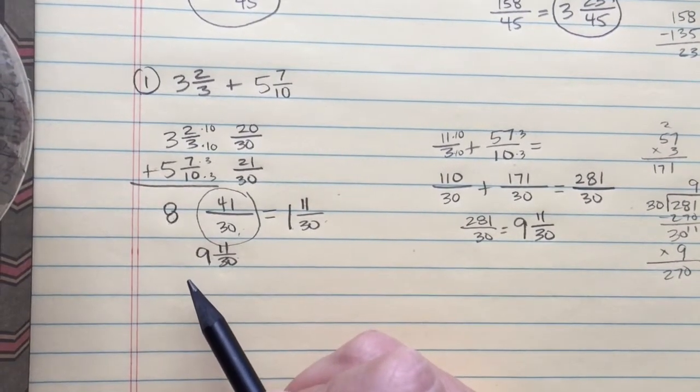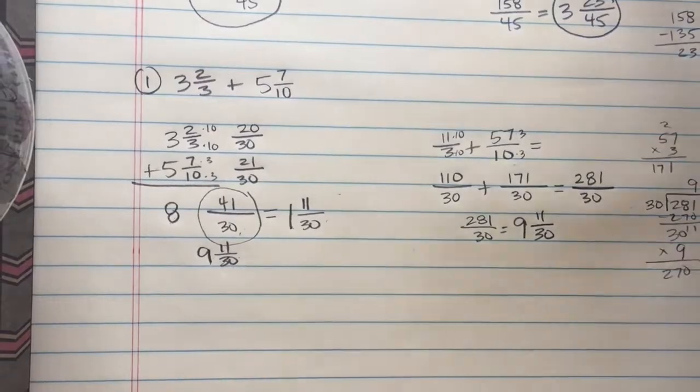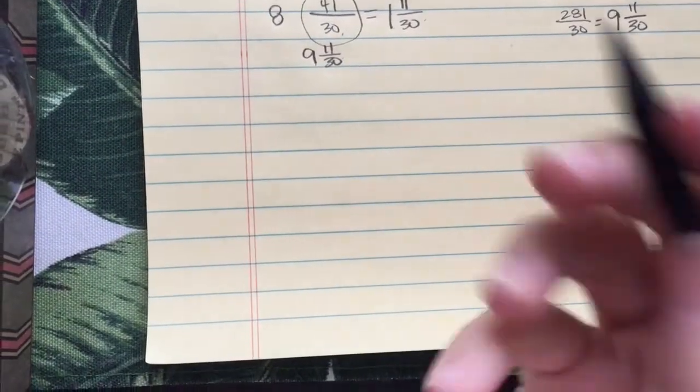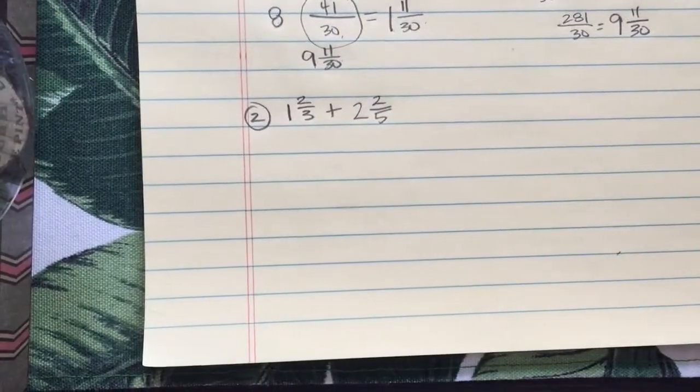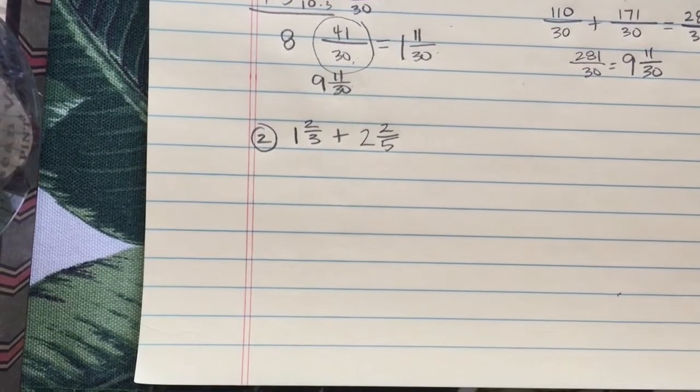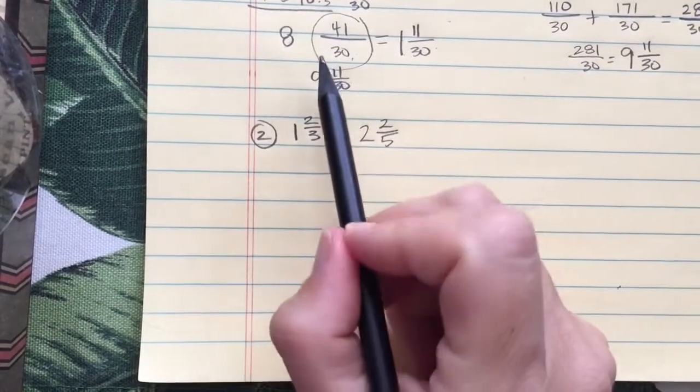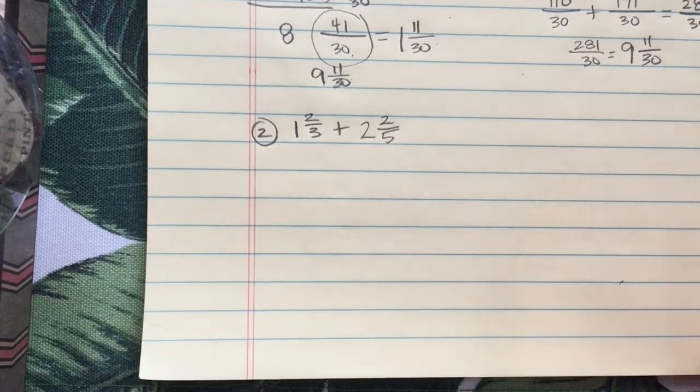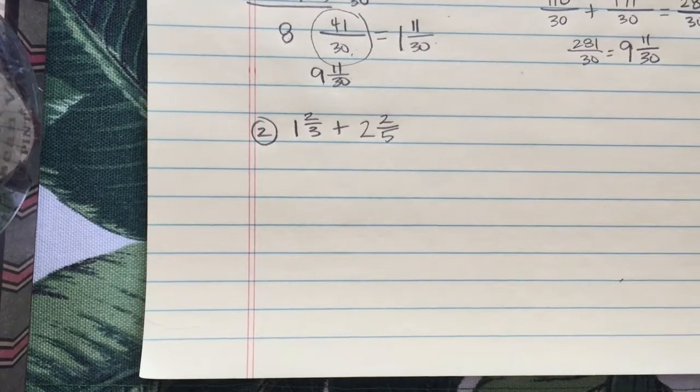All right, so again, you can see the difference in the number of steps for these kinds of problems, okay? All right, let's do another one and see if you can work it out on your own. So go ahead and set it up however you choose, either the stacking way or the improper fraction way, and pause your video and we'll come back and go over the answer.